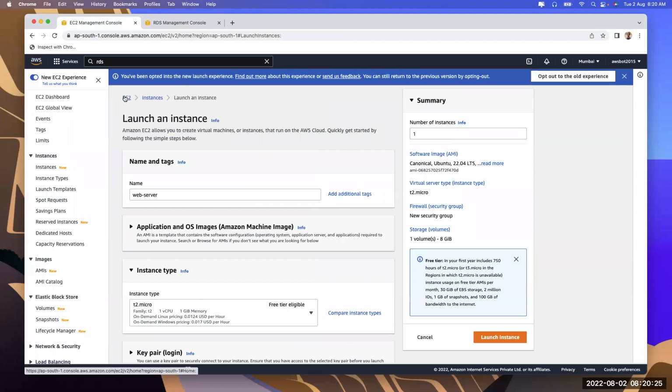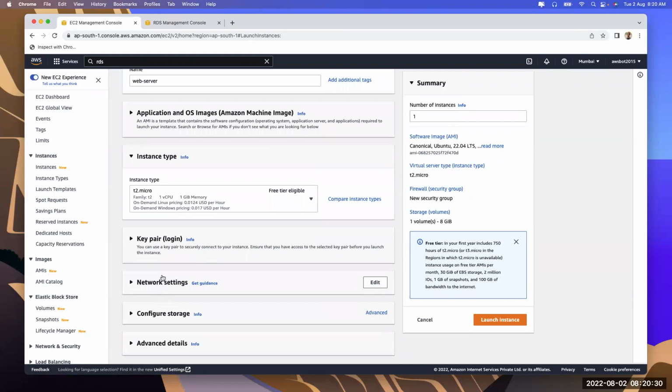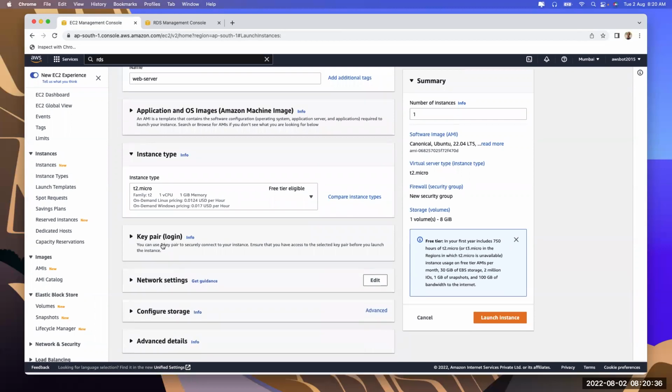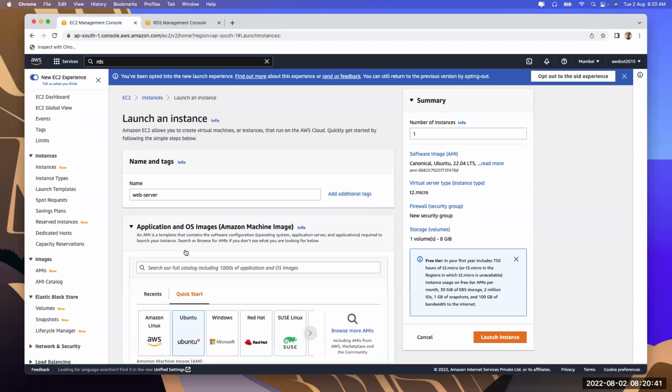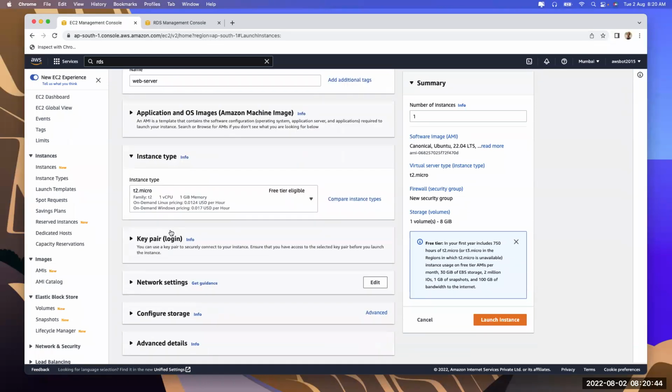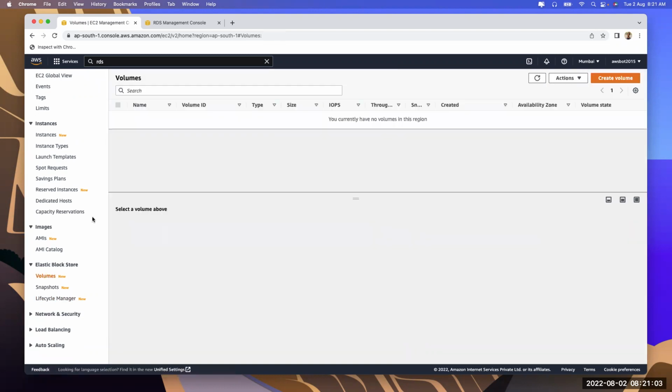So before I go to EC2 and create an instance, first I will have to understand storage. Next, I will have to understand network. Then I will have to understand key pair. And if all these things are understood, I will just select my operating system over here and my instance would automatically be created. You see, an EC2 instance by itself is nothing. An EC2 instance is a combination of multiple things which includes storage. Storage is nothing but your Elastic Block Store or your volumes.